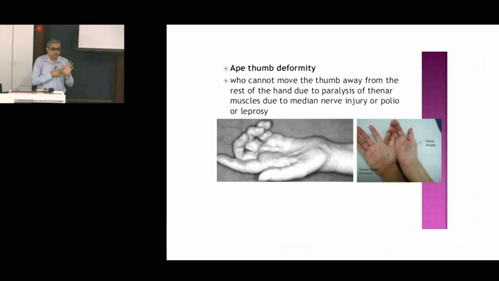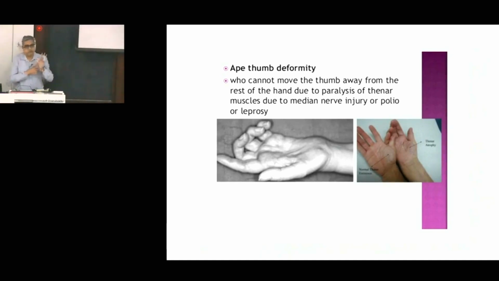So, abductor pollicis brevis, adductor pollicis, opponens pollicis. Because of this, thenar muscles are atrophied. If there is paralysis, this muscle is atrophied, and the abductor pollicis brevis is paralyzed. Okay, and the ulnar nerve supplies the adductor pollicis. So out of all four thenar muscles, adductor pollicis is supplied by the ulnar nerve. So there is wasting of the muscle and the thumb is adducted. Thumb is adducted and this type of deformity is ape thumb deformity. Atrophy of the thenar group of muscles, thumb is adducted and flattened. That is ape thumb deformity.